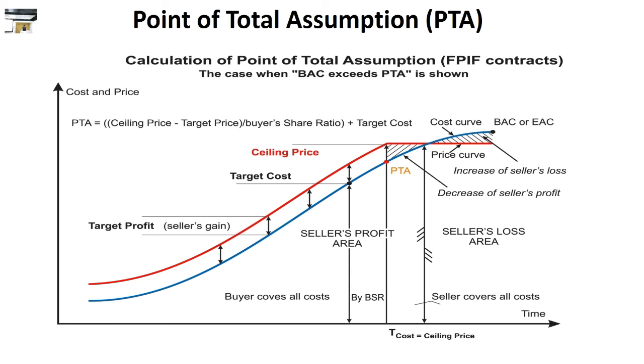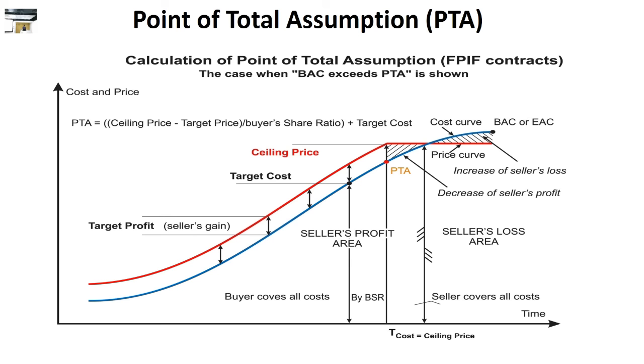Now a key misconception to be clarified. PTA does not mean point of zero profit for the seller. At PTA, seller may be making profit or loss or no profit and no loss. At PTA, the buyer-seller ratio becomes 0:100. Technically, PTA is the point where the share ratio ceases to operate and the buyer will no longer share cost with the seller.